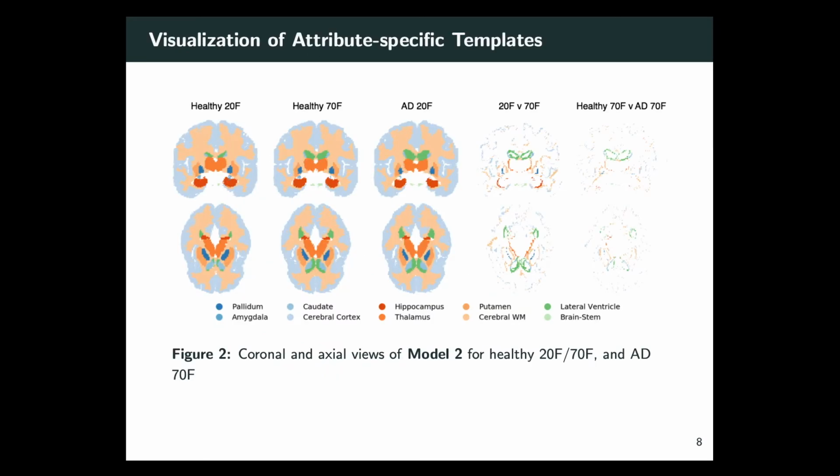Here is the qualitative experiment. We show the coronal and axial view of the model trained with probabilistic template. We deform the template to capture the look of a 20 and 70-year-old healthy female and a 70-year-old female with Alzheimer's disease. Difference map between the pairs of deformed templates are shown in the last column. An obvious change is the ventricle, shown in green. As we get older, the ventricle size increases. Similarly, if we have Alzheimer's, the ventricle also gets bigger.